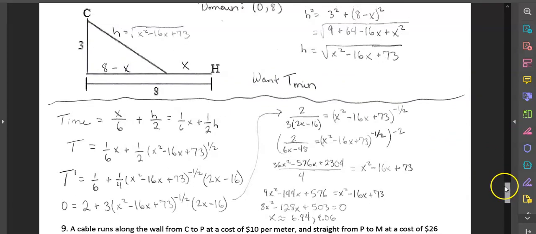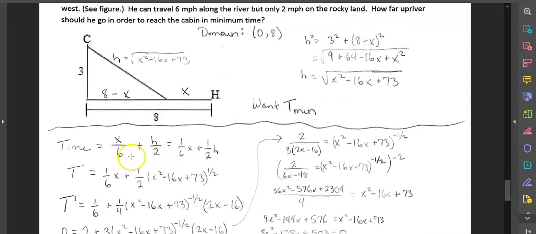Now, for our time equation, he's walking an x distance at a rate of 6 miles per hour. Time equals the distance divided by your speed, or the distance divided by the rate that you're walking. So that's why this is x divided by 6. And then when he's hiking through the rocks, it's his h distance divided by 2, because he's walking at a rate of 2 miles per hour. Again, time is distance divided by the rate. So we just rewrite that equation so that it looks a little bit neater. We have 1 over 6 x plus 1 over 2 h.